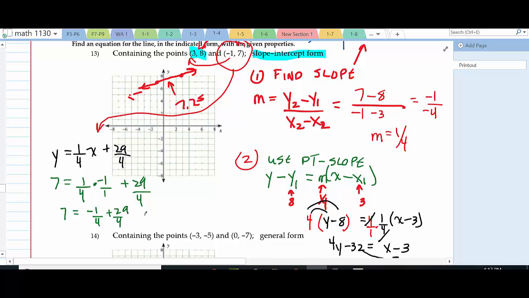All right, so in other words, -1/4 plus 29/4 is 28/4. Well, that's 7, isn't it? You see what I mean? Okay, so plug the point in. When you get an answer, plug the point in. Both of them will work. Generally if you plug one in, that's going to tell you you're on the right track. Okay? All right, is everybody with me there?